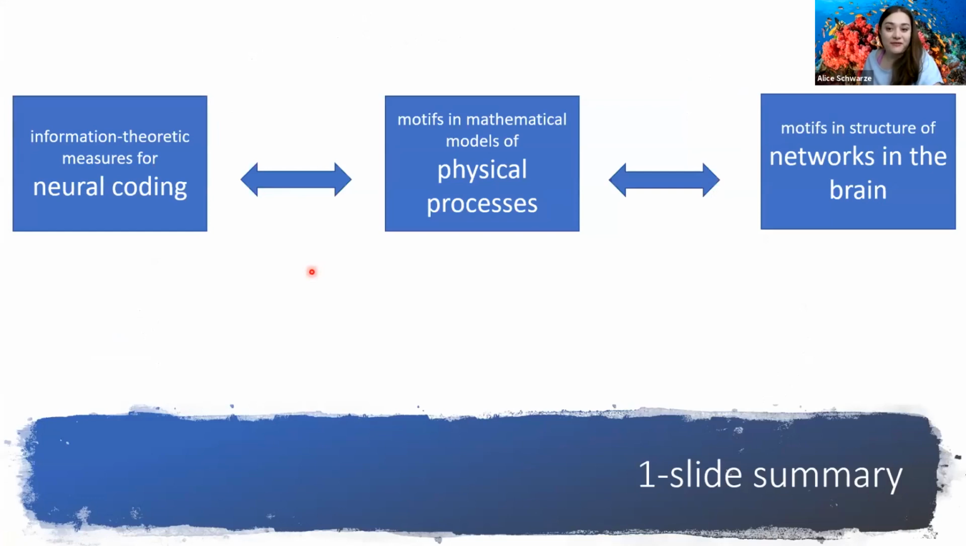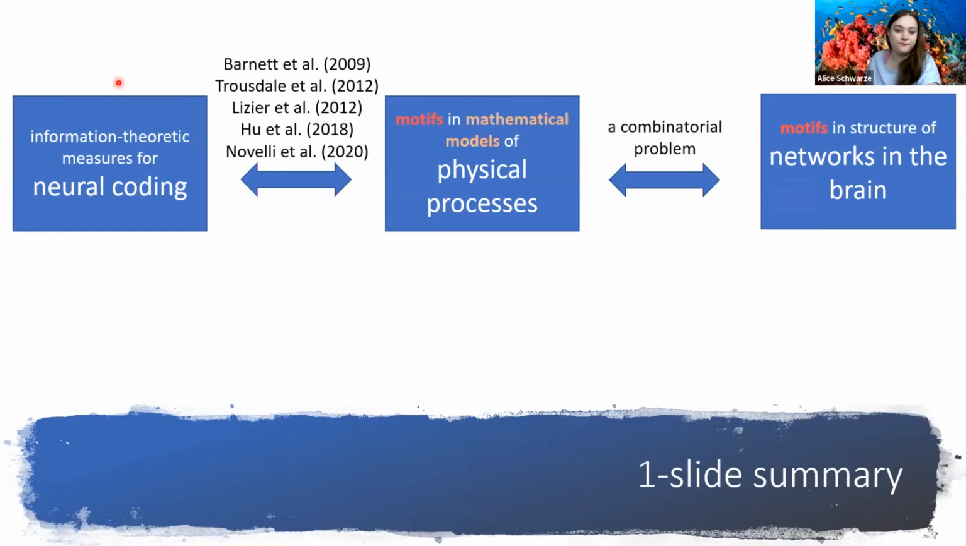And like Stefan, I'm interested in network structure in the brain and physical processes that can happen on that structure and how that relates to questions of neural coding. So I'm taking a motif-based approach, which means that I focus on how small parts of a network structure influence microprocesses on networks and how these microprocesses in turn are associated with small changes in information theoretic measures.